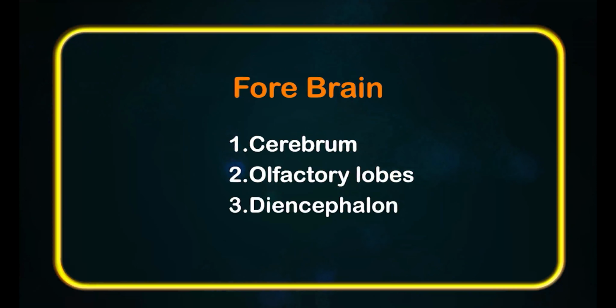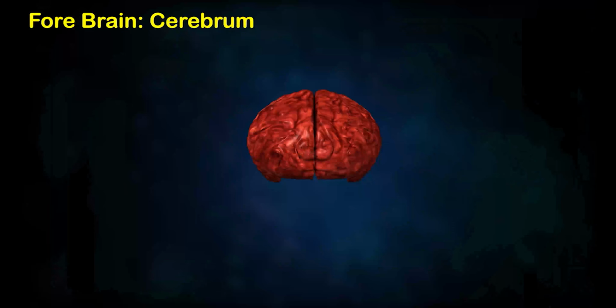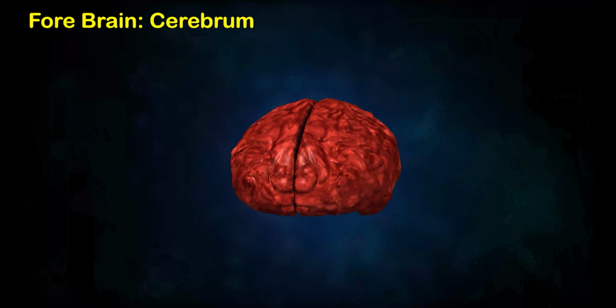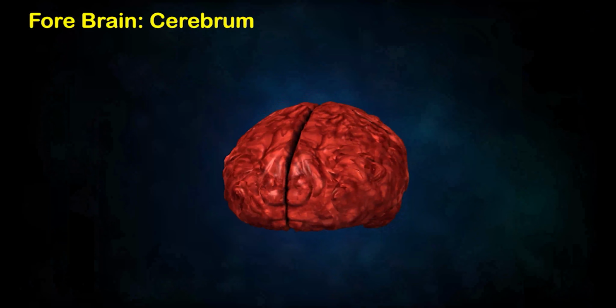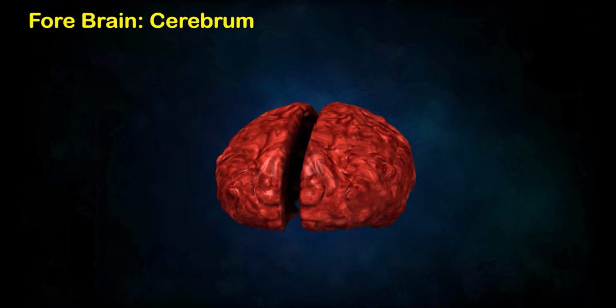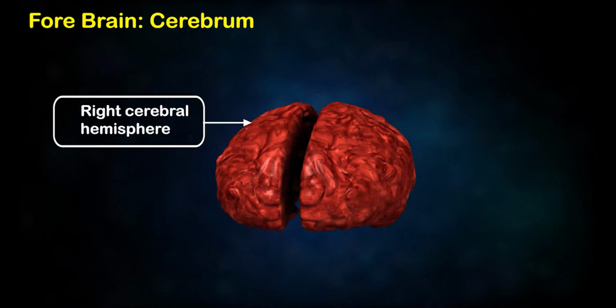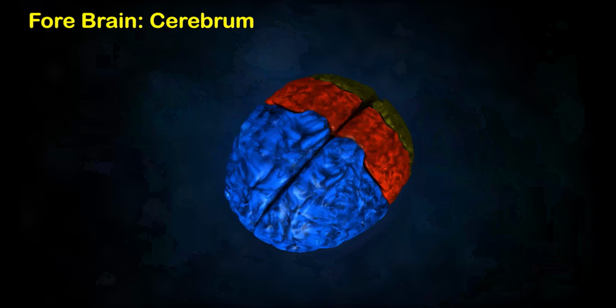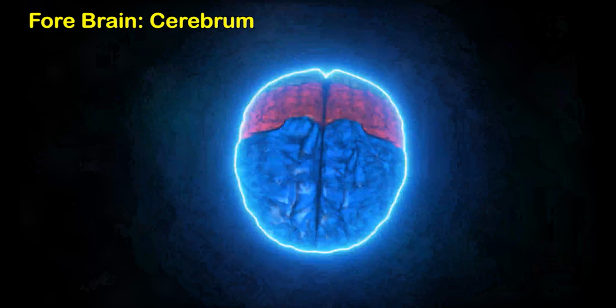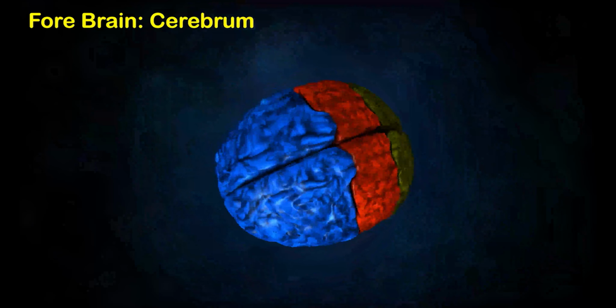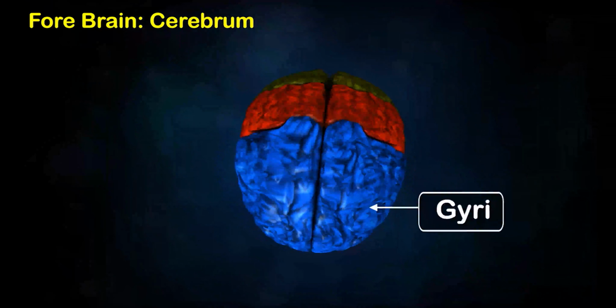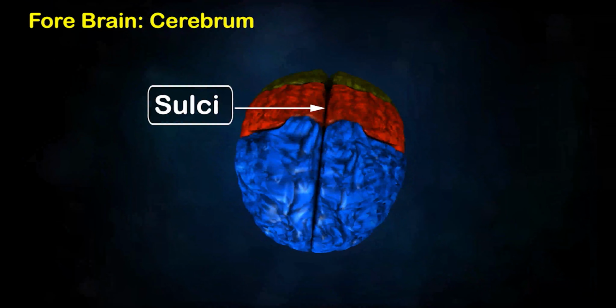Forebrain. Forebrain consists of cerebrum, olfactory lobes and diencephalon. Cerebrum. It is the largest part of the brain and is divided into 2 lobes, that is, left cerebral hemisphere and right cerebral hemisphere. Cerebrum surface consists of many folds. The folds that appear as elevations are called gyri, and those which appear as depressions are called sulci.